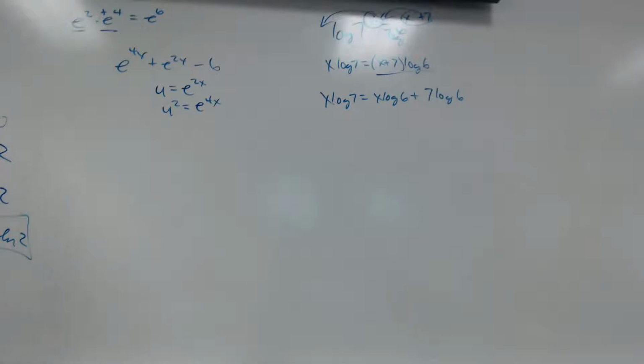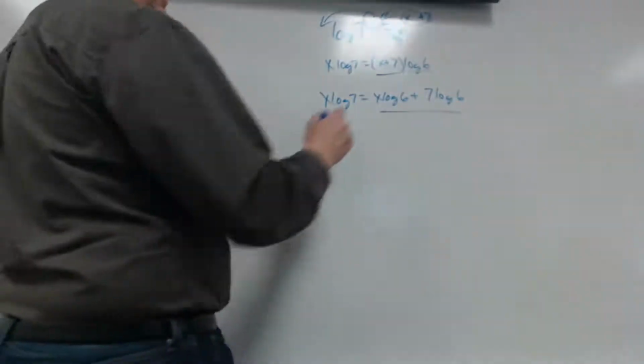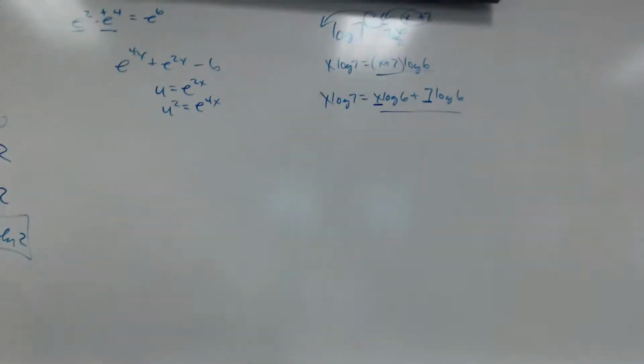Would you change it to multiply the x log 6 and 7 log 6 for this addition? Oh, so you're saying you want to combine these? You could combine them, but both that and that are in the way. It needs to be a regular log for you. So that would also not be a good thing to do.